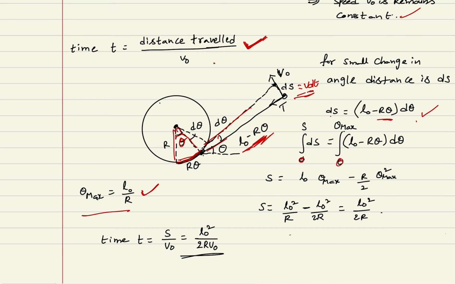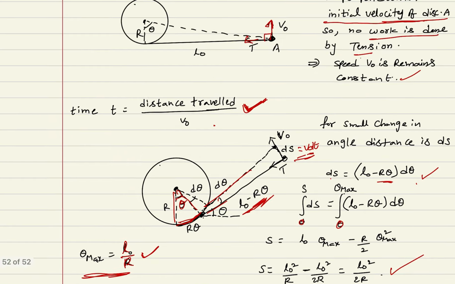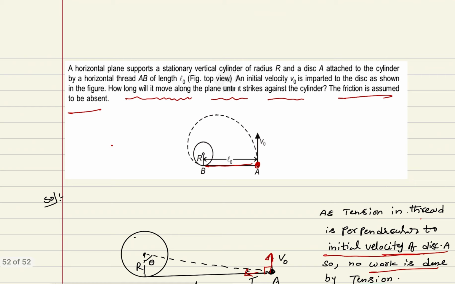Integrated from 0 to S, that is 0 to theta maximum. Earlier I have given the same value: theta maximum is the total length L0 divided by the radius of this cylinder. I got the relation finally, S is equal to this much, and T is equal to distance by V. I can use this relation: L0 square divided by 2R V0. You see the 4 questions properly.